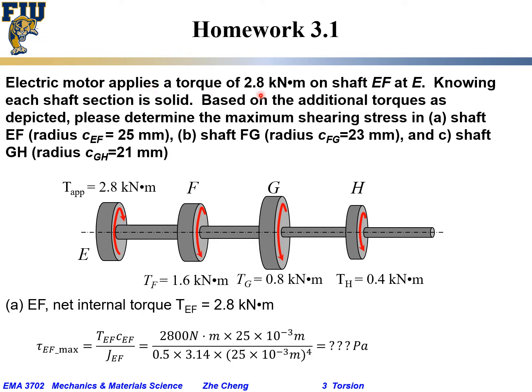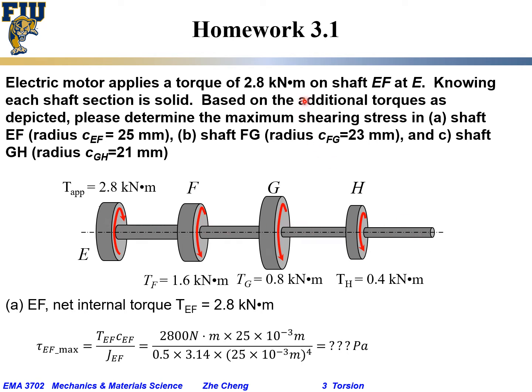Apply a torque of 2.5 kilonewton meter. Apply a torque of 2.8 kilonewton meter on shaft EF at E. Knowing each shaft section, each of these are solid.